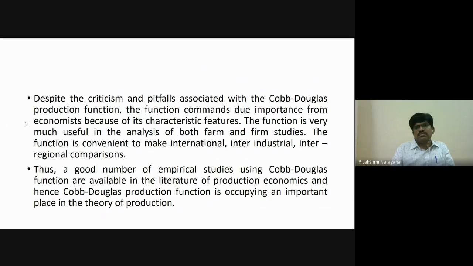Despite the criticism and pitfalls associated with the Cobb-Douglas production function, the function commands due importance from economists because of its characteristic features. The function is very much useful in the analysis of both farm and firm studies. The function is convenient to make international, inter-industrial, inter-regional comparisons.